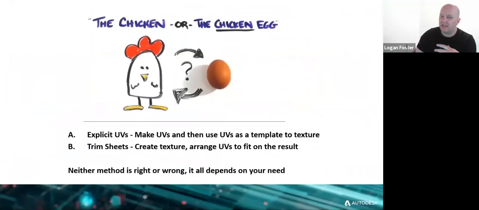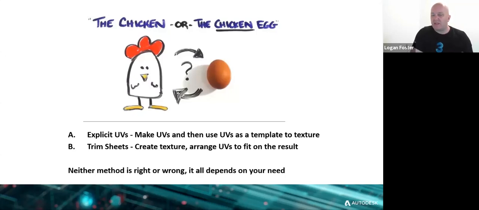We've all seen the idea of the chicken and the egg. What came first, the chicken or the egg, right? You can't have a chicken without an egg, but if there are no chickens around, what lays the egg? This is the kind of conundrum that people get into when they start thinking about UVs and textures and which order to do them in. For me, when I like to explain this for UVs, I like to break it down into two ideas. One is called explicit UVs.